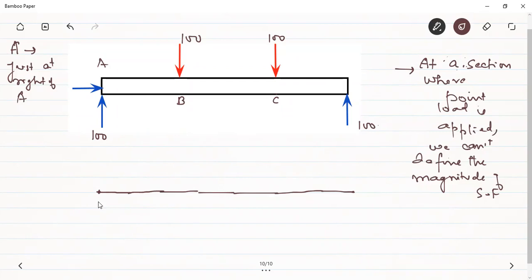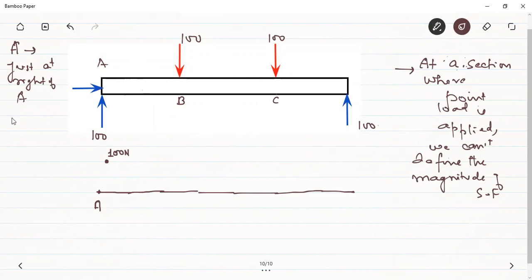Therefore, if this is A, just towards the right of A, I will have a shear force of 100 Newton. Fine. Now, if I take a section in between A and B, anywhere in between A and B, I can take a section here, here, here. What will be the shear force? It will always be 100, isn't it? It will always be 100.